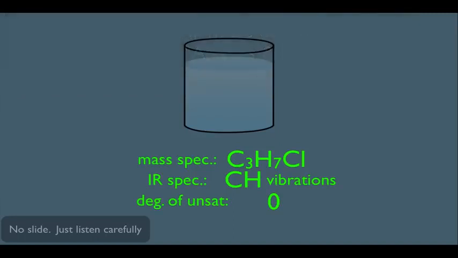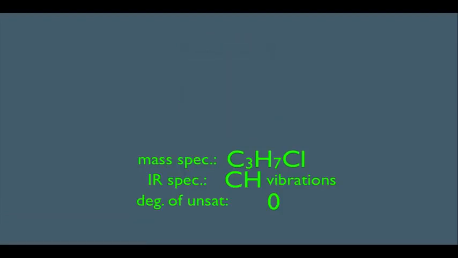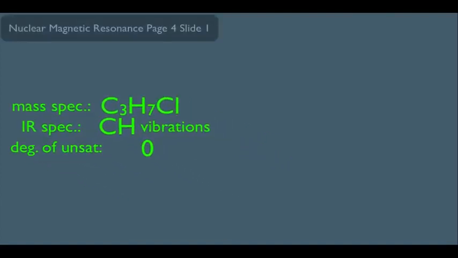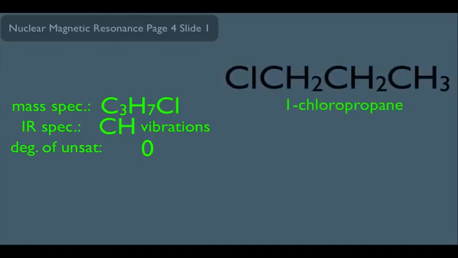And remember, what this 0 means is that our molecule has no double bonds, no triple bonds, or no rings. Now, think about what structures might fit the data at this point. Your molecule could possibly be 1-chloropropane. Notice this molecule does have 3 carbons, 7 hydrogens, and 1 Cl.